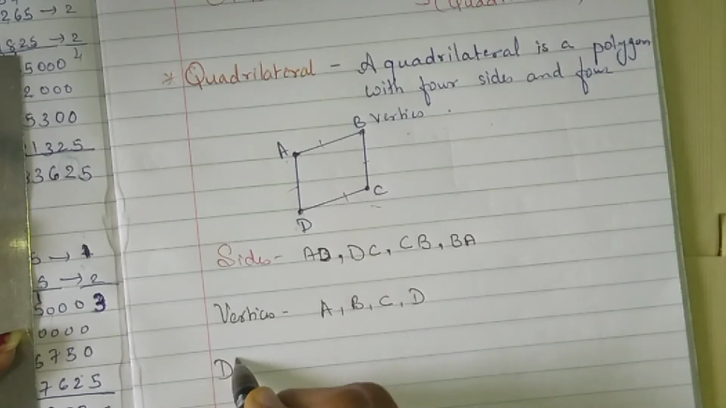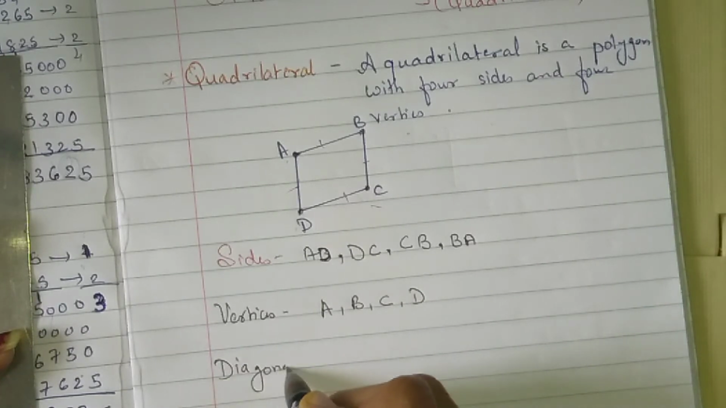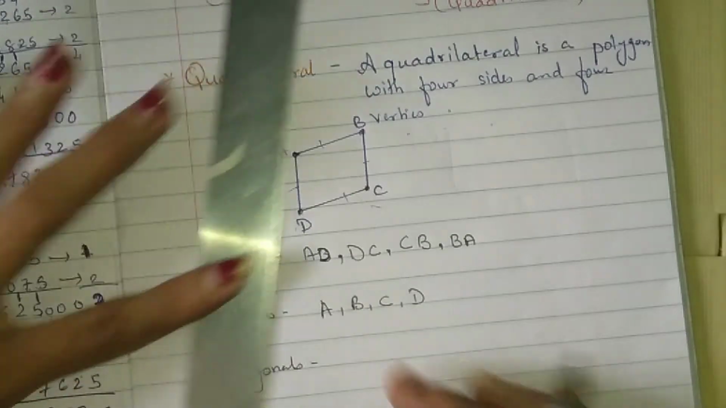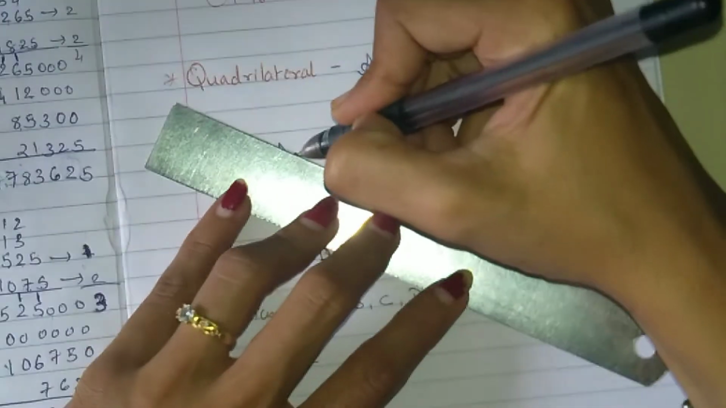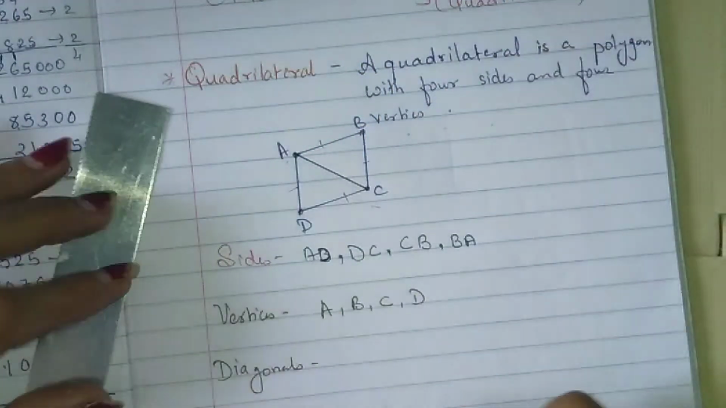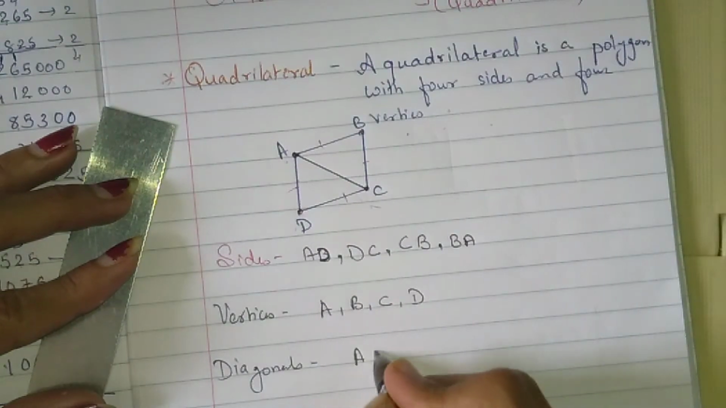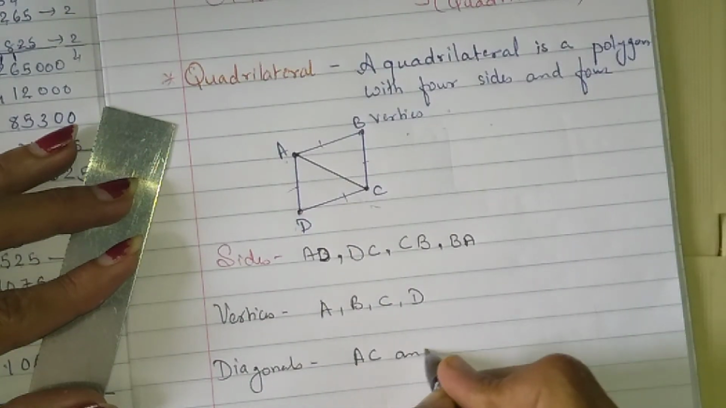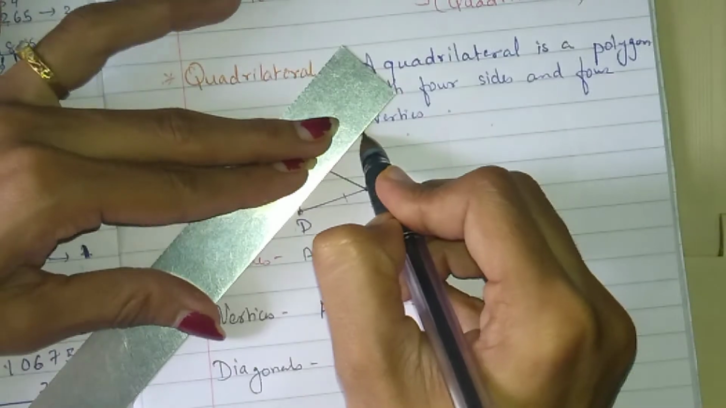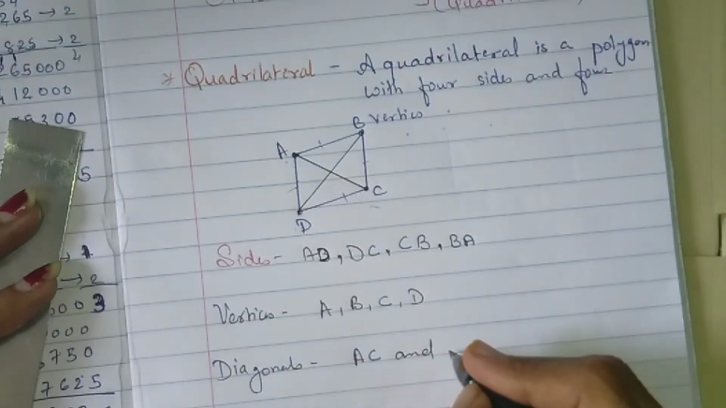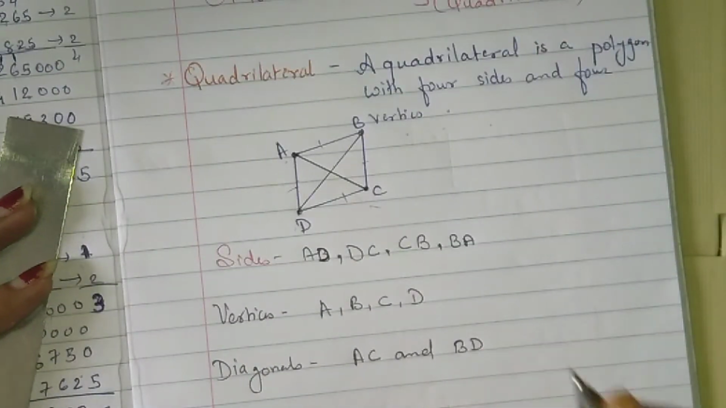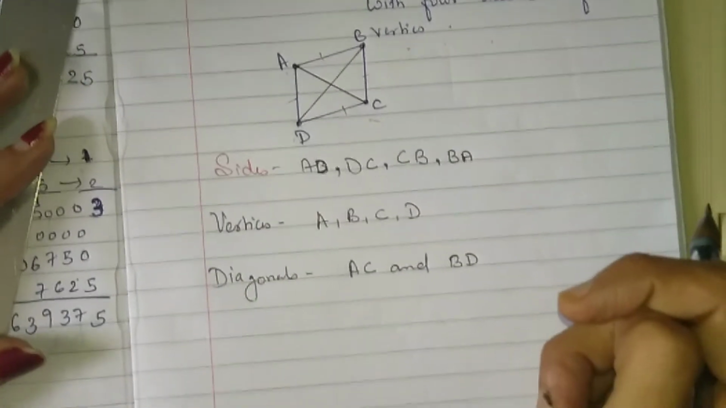Now diagonals. Diagonals I have to draw here. So AC, one diagonal, I'll write here AC, and BD. These two are diagonals.